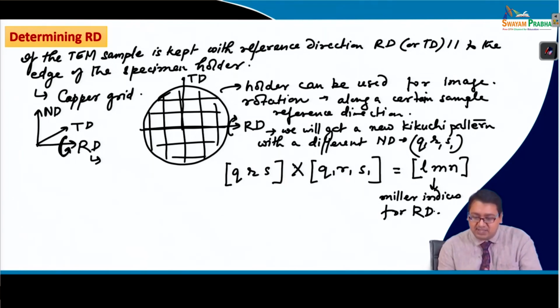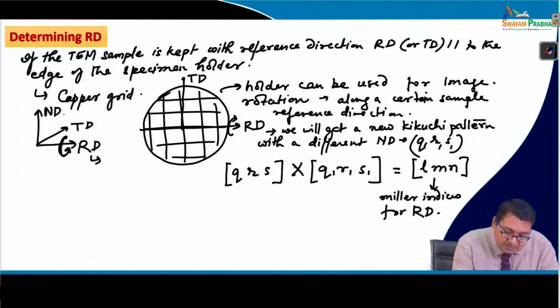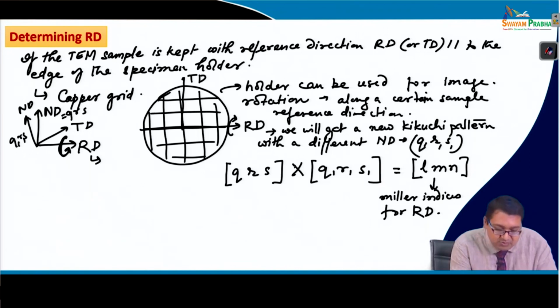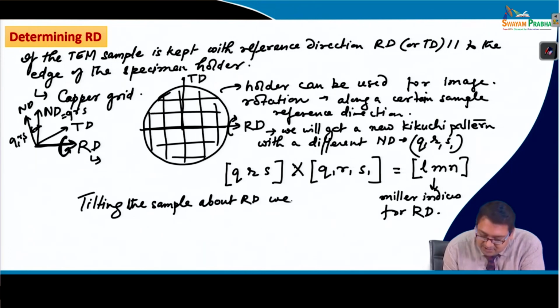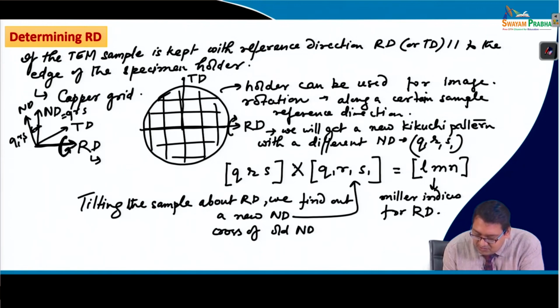As the rotation is carried out along RD, the RD is not changing. So, one ND which is Q R S and another ND which is Q1 R1 S1, and the cross product between one and the other will give you this direction, which is RD in terms of its Miller indices. So, tilting the sample about RD, we can find out a new ND, and then the cross product of the Miller indices of the old ND with the new ND will give RD.